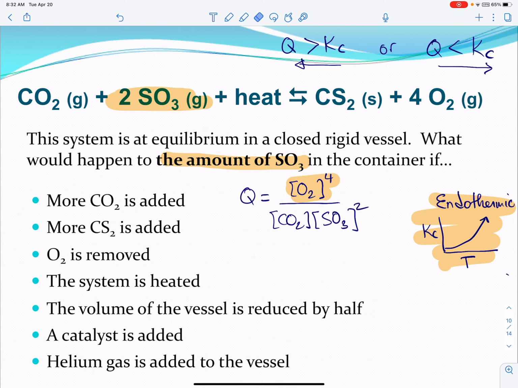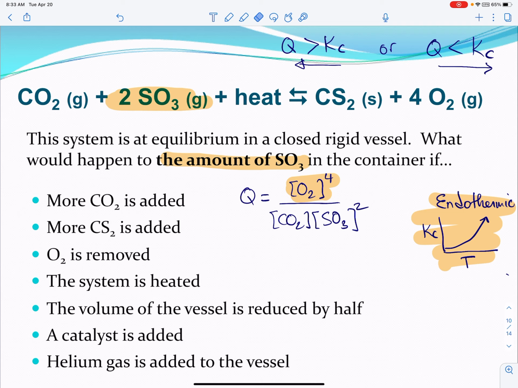We're heating the system. Well, heating the system means we're raising the temperature. Raising the temperature has no effect on Q, right? It doesn't affect these concentrations, so Q doesn't change. You should note that. None of the concentrations change, and therefore Q will not change. But now we look at our graph and we see that if you raise the temperature, Kc will get larger. So that's the next thing to say in your answer. Kc will increase when you raise the temperature in an endothermic reaction. Kc gets bigger.